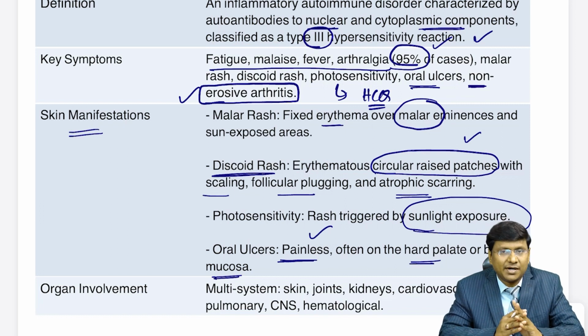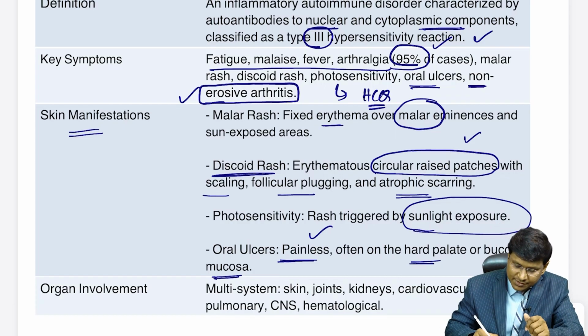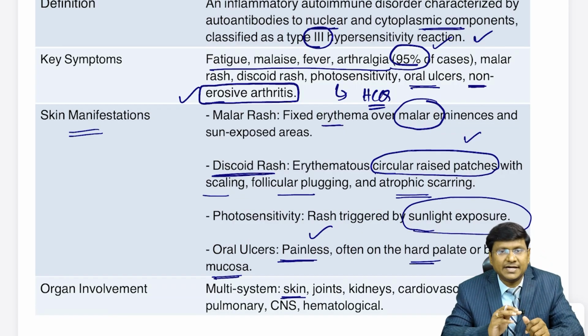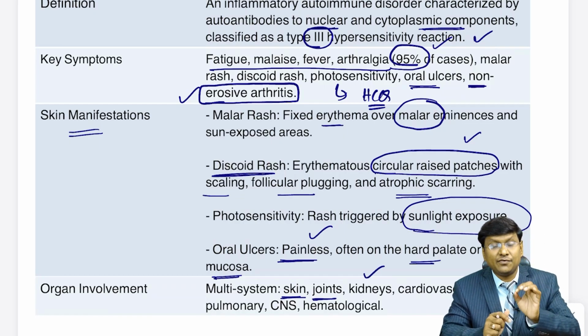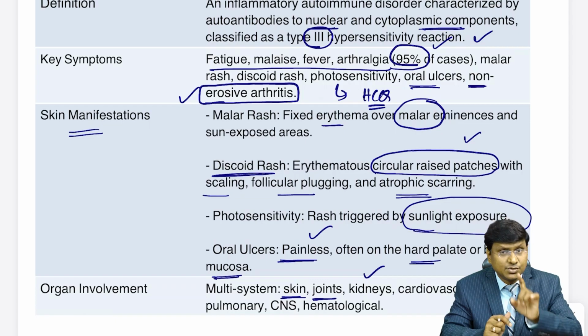Now, coming to the organ involvement. Multiple organs are affected apart from the skin. Skin involvement we have already discussed: malar rash, discoid rash, photosensitivity, and oral ulcers. Joint involvement is non-erosive arthritis. Kidney involvement in SLE is in the form of lupus nephritis. These patients develop a form of nephritic syndrome, and presentation can be hematuria as well as proteinuria.